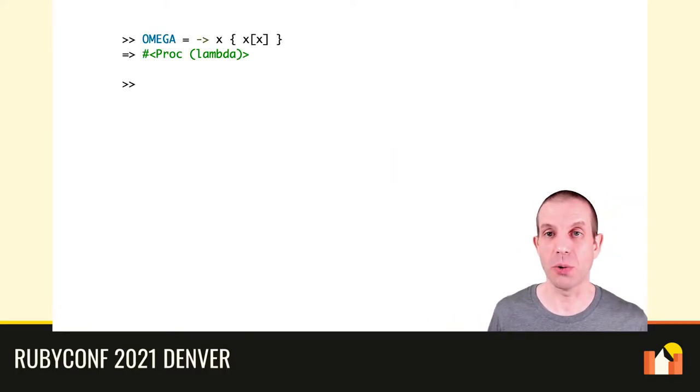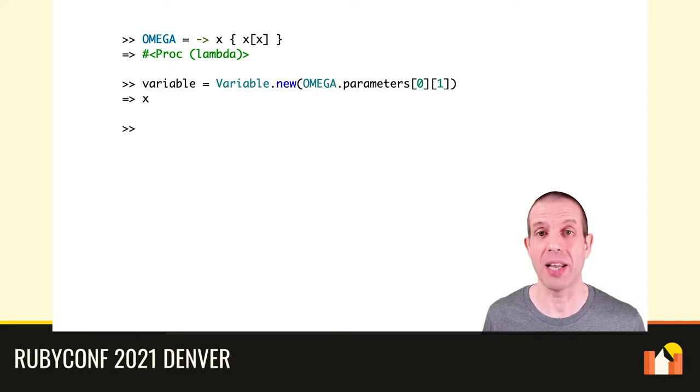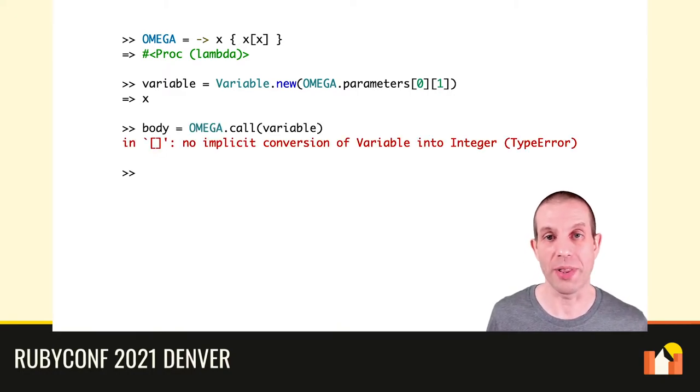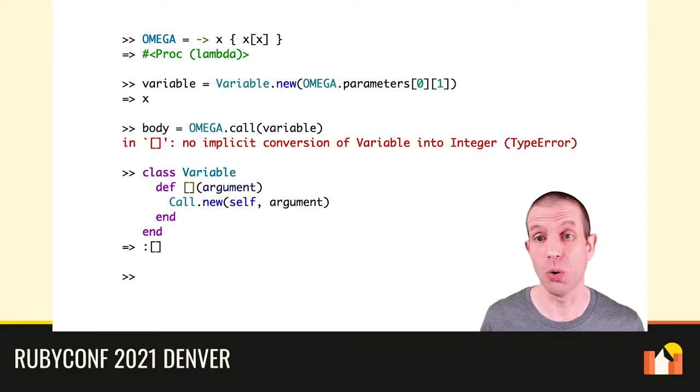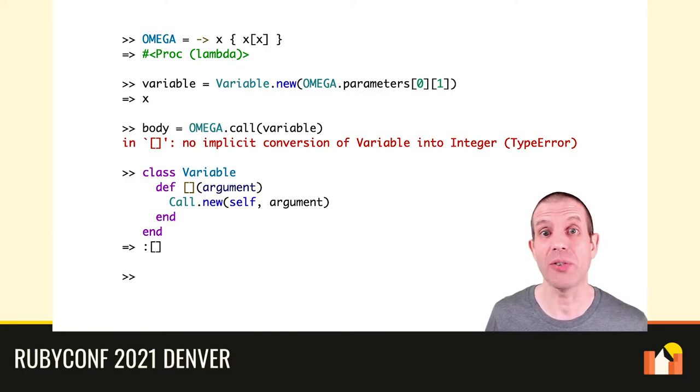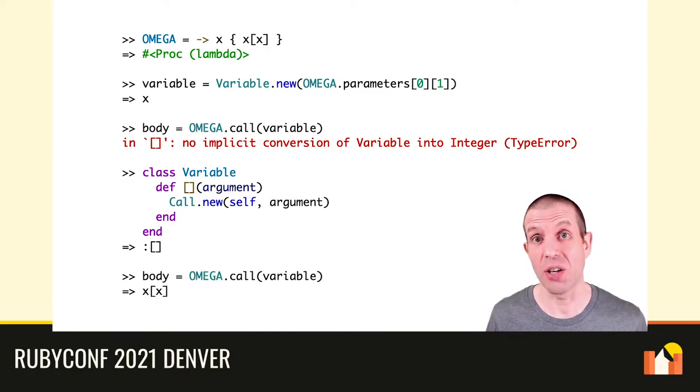Here's another example, a proc called omega, which calls its argument with itself. We can do the same trick and make a variable with the same name as its parameter, but when we try to call that proc with that variable, we get an exception because the body is calling the square brackets method on the variable we passed in. But because the variable is a struct, that means we're getting the struct square brackets method, which fetches the value of the member at a particular numeric index. But we can take advantage of this by redefining the square brackets method on the variable class so that instead of calling anything, it just builds a new call object, which remembers the variable itself and the argument that was passed in. So now, if we call the proc again, we get back a representation of its body. Nice.